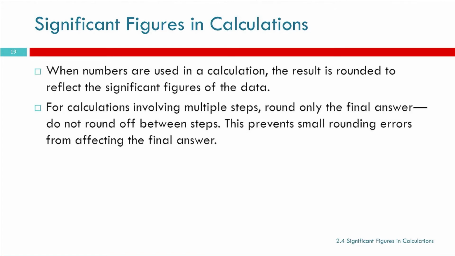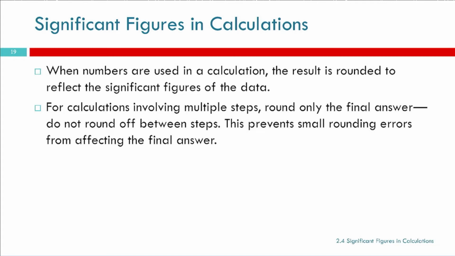When numbers are used in a calculation, the result is rounded to reflect the significant figures of the data. For calculations involving multiple steps, you only round the final answer. You'll do all the math, and keep track of the number of significant figures at each step, but you only round the last number based on the total number of significant figures. That'll prevent small rounding errors from affecting the final answer.